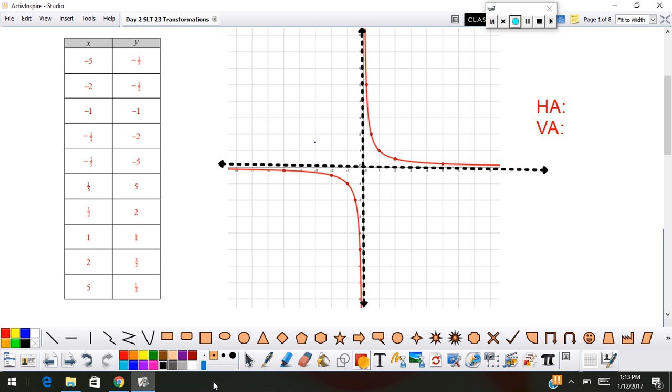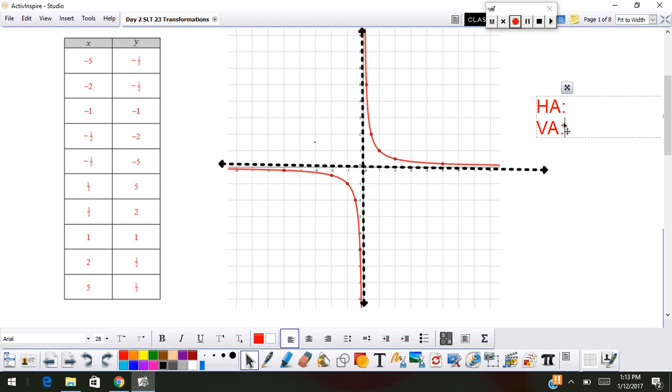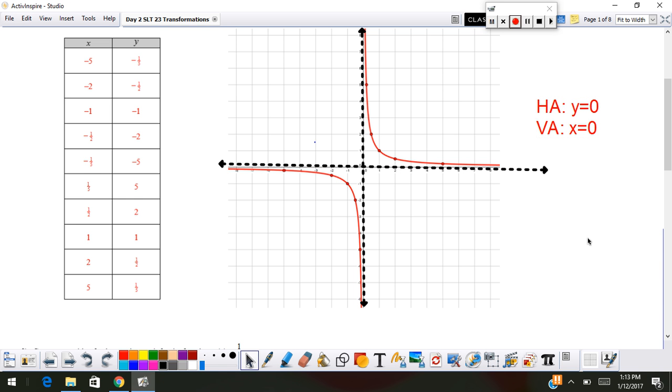And because we're going to be very concerned about the location of these asymptotes, I want everyone to make a note on the side that we have a horizontal asymptote of y equals 0, and we have a vertical asymptote of x equals 0. And that's our parent function of the rational function 1 over x.